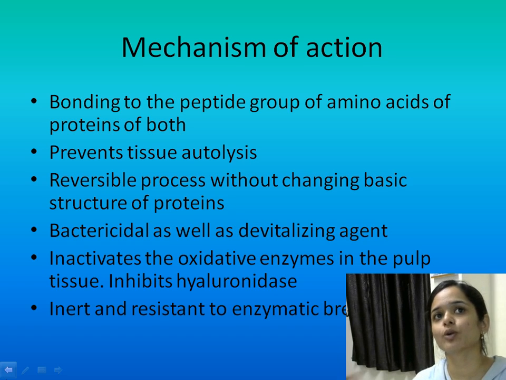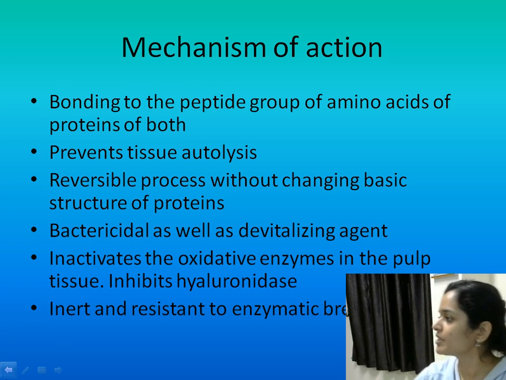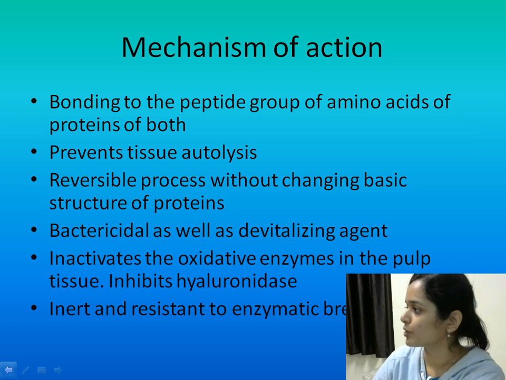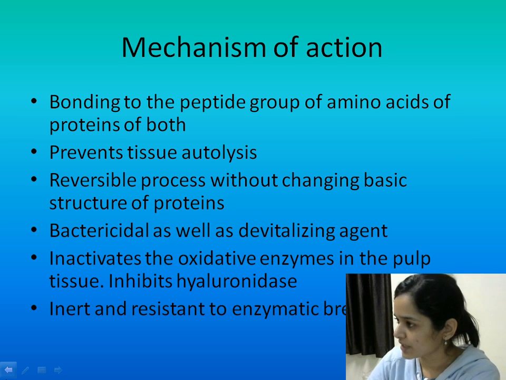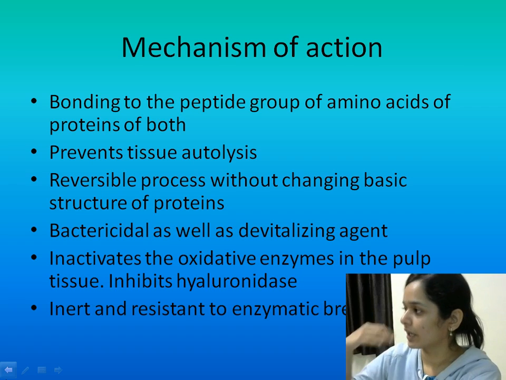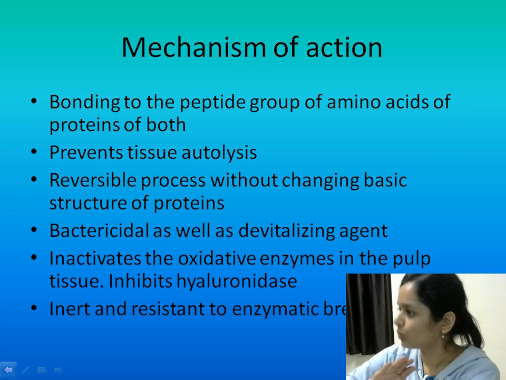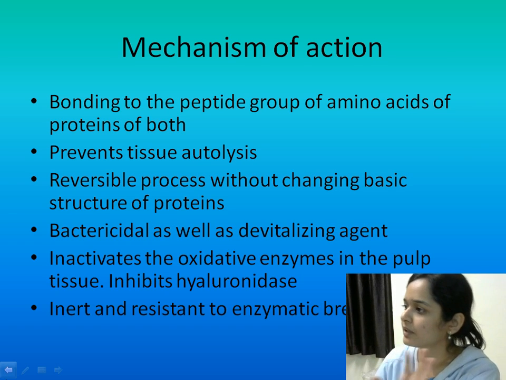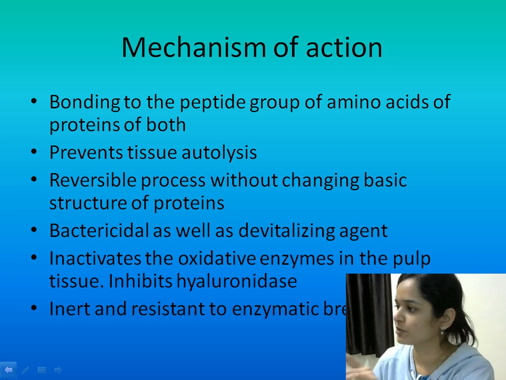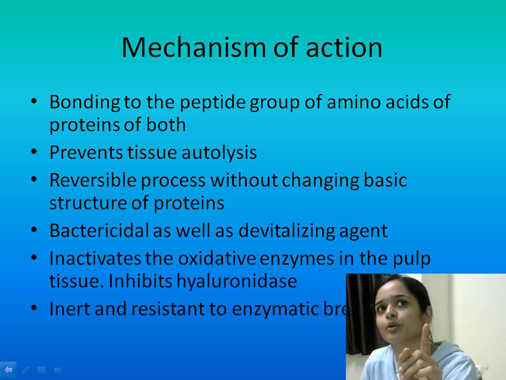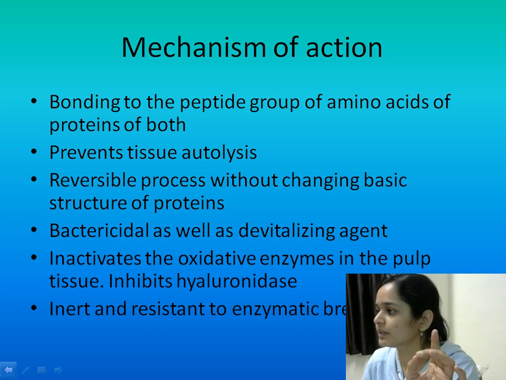The proteins are also enzymes. The enzymes in the pulp tissue are also proteins. So formaldehyde is bonding with the other pulp protein also, with enzymatic proteins also. So it will end up inhibiting those enzymes. Because those enzymes like collagenase are inhibited, the lysis of pulp tissue will be inhibited and the pulp will remain fixated as it is for the duration of lifespan of tooth. Right? So it will bind to the peptide group of protein and prevent tissue autolysis.